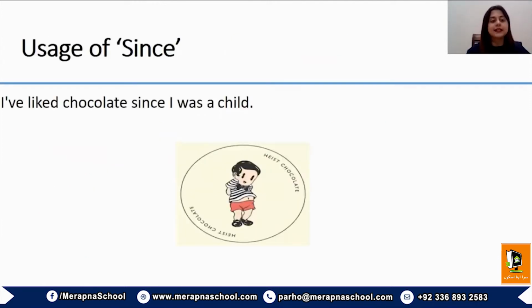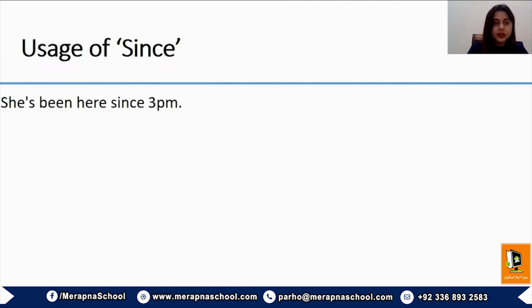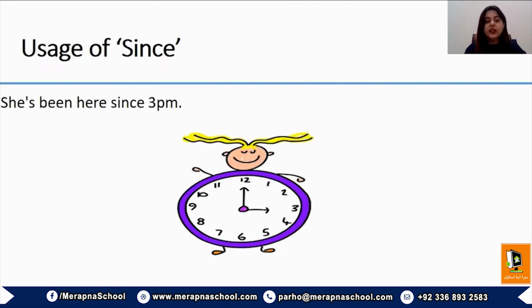Usage of since. I have liked chocolate since I was a child. Now here I am referring to the specific moment in my past from when I have started liking chocolate. I have liked chocolate since I was a child, and I still like it. She has been here since 3 p.m. So I'm referring to an exact time. That's why I have used the word since here.